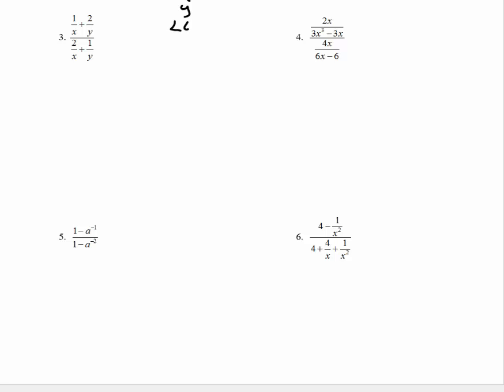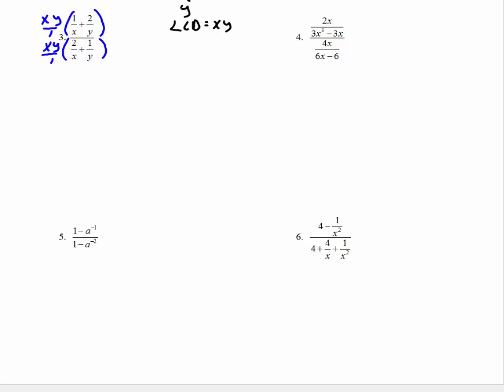So my LCD has to be x times y. So what will I do? I'll multiply the whole numerator by xy and the whole denominator by xy. Again, it's over 1, so you multiply by the numerator and then reduce.